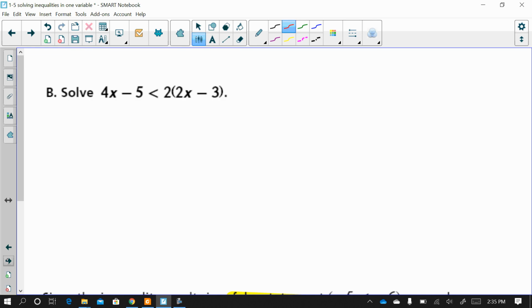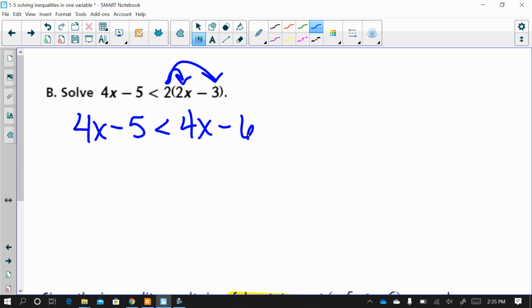Okay, another example here together. 4x minus 5 is less than 2 times 2x minus 3. Again, probably should distribute first. So 4x minus 5 is less than 2 times 2 is 4x. 2 times negative 3 is minus 6.